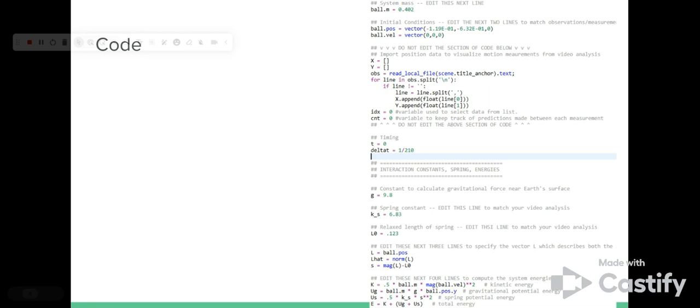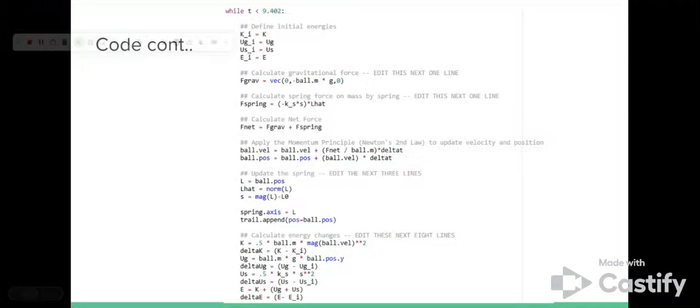In the second part of our code overview, we have initial energies, which was just naming variables, and then we have net force calculations. Here we have our position and spring update formulas, and finally we have some energy changes, which basically say each frame this is what's going to change, meaning current values minus initial, because initial is updated within the while loop. So that was the code that was outputted.